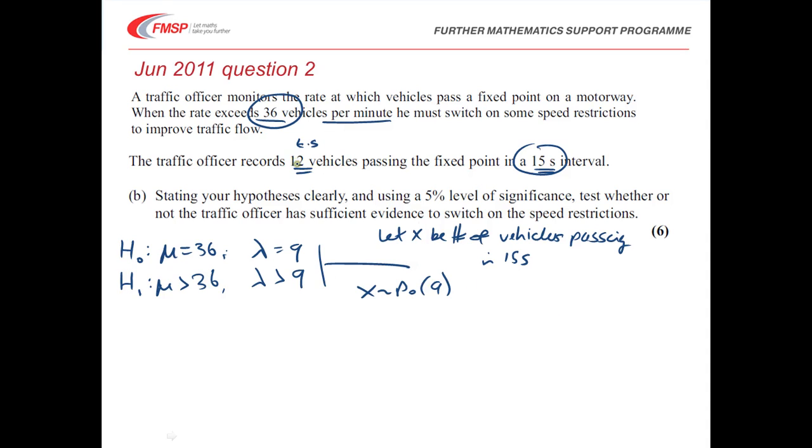I'm going to do exactly the same thing. We've got a test statistic of 12. My alternate hypothesis is now pointing to the right, so I'm going to look at the probability that x is greater than or equal to 12.